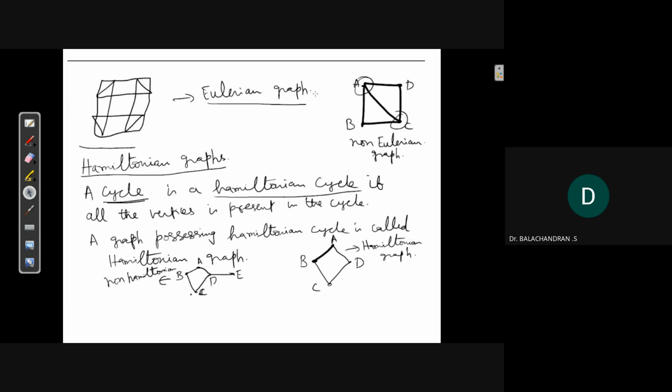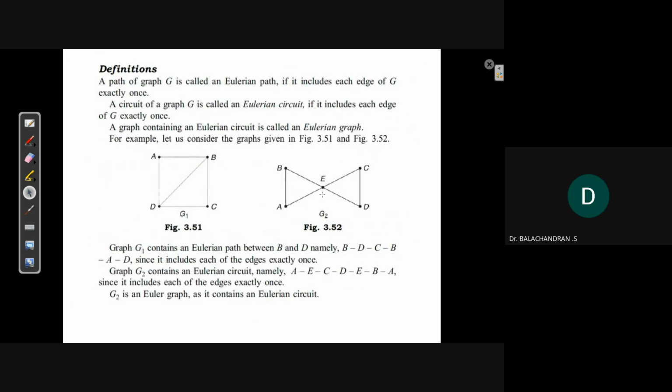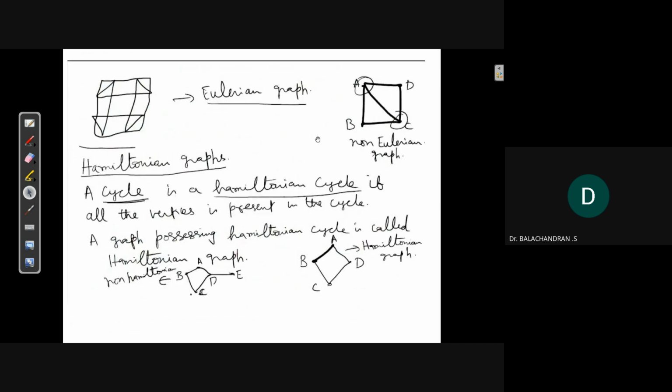Here also I showed there is a Eulerian path between what? B and D. So here, similarly, the same thing you can do. There I joined what? B and D. Instead of B and D, here it is joined what? A and C. So that is a difference. Try to get a Eulerian path from A to C. Okay. Next, Hamiltonian graph.